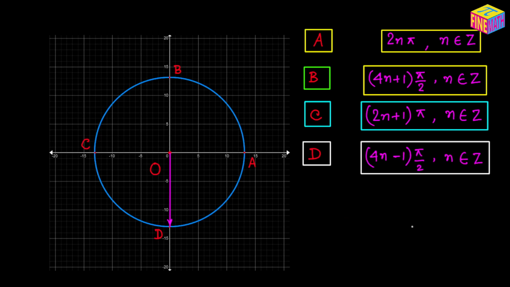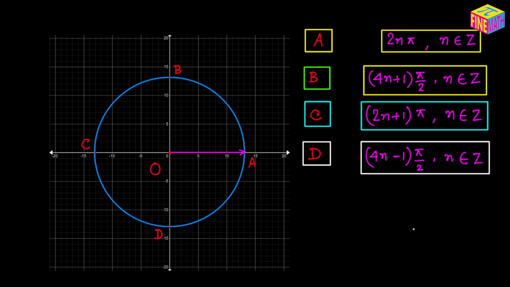Now let's analyze the value of sine ratio and cosine ratio for each of these positions. When the terminal ray is at position A on this unit circle, we know that sine ratio is represented by the y coordinate of the point of intersection of the ray and the unit circle. In this case, it is the point A that we are talking about. So at this point, what is the value of the sine ratio?